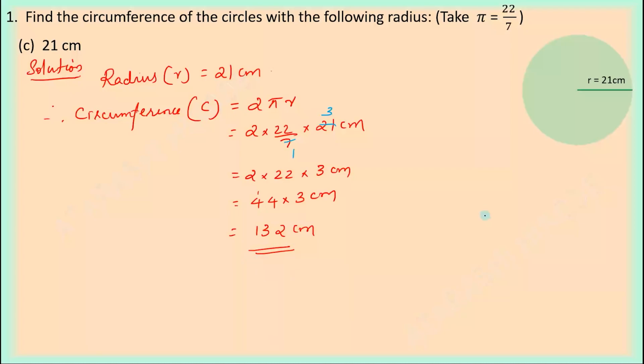That is, if we know the radius of a circle, then using the formula C equal to 2 pi r, we can find its circumference. Hope it is clear to you.